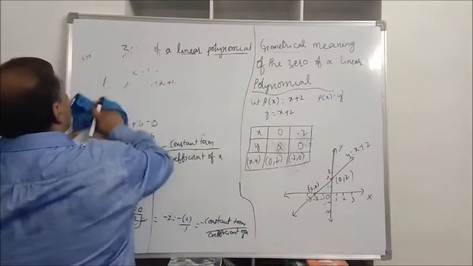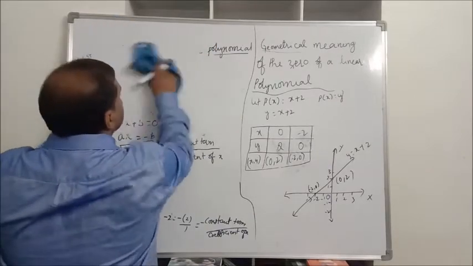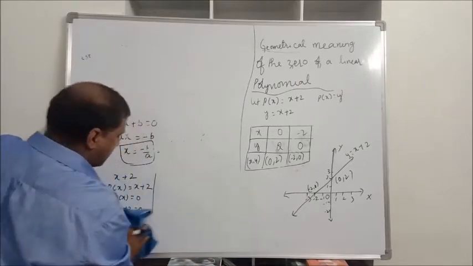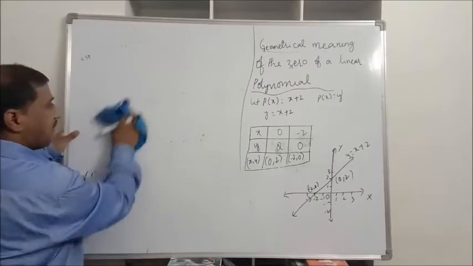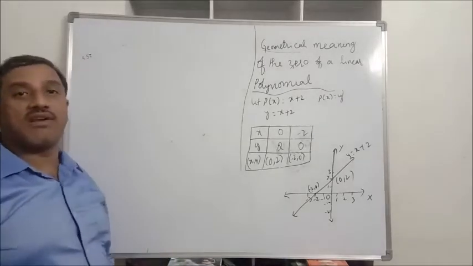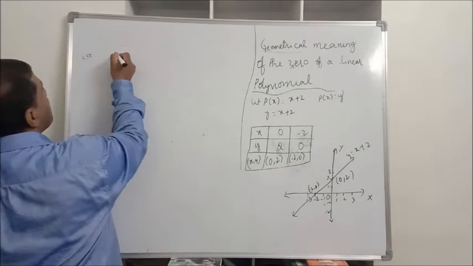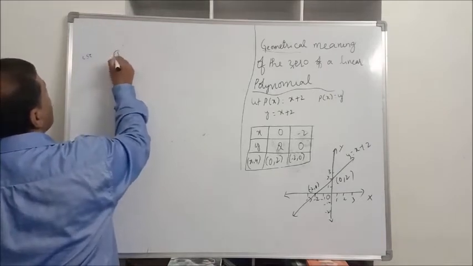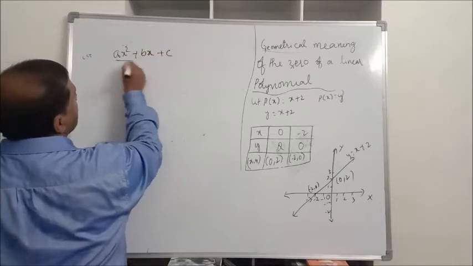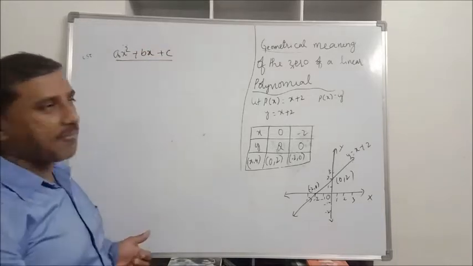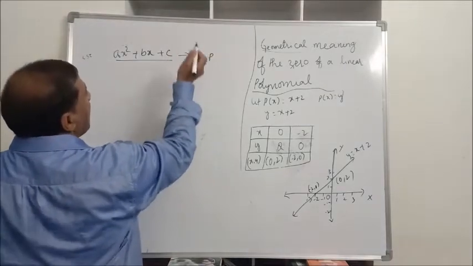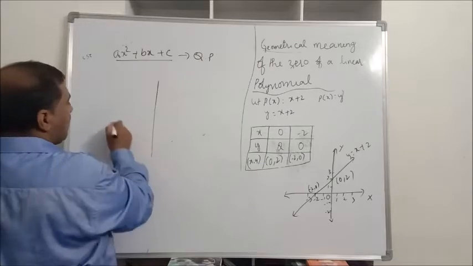For a quadratic polynomial and a cubic polynomial, let us see the graphs. The graph of a quadratic polynomial is a parabola curve, or a bell-shaped curve. The general form of a quadratic polynomial is ax square plus bx plus c, as we have studied. When we draw its graph by taking some examples, we will get different curves.